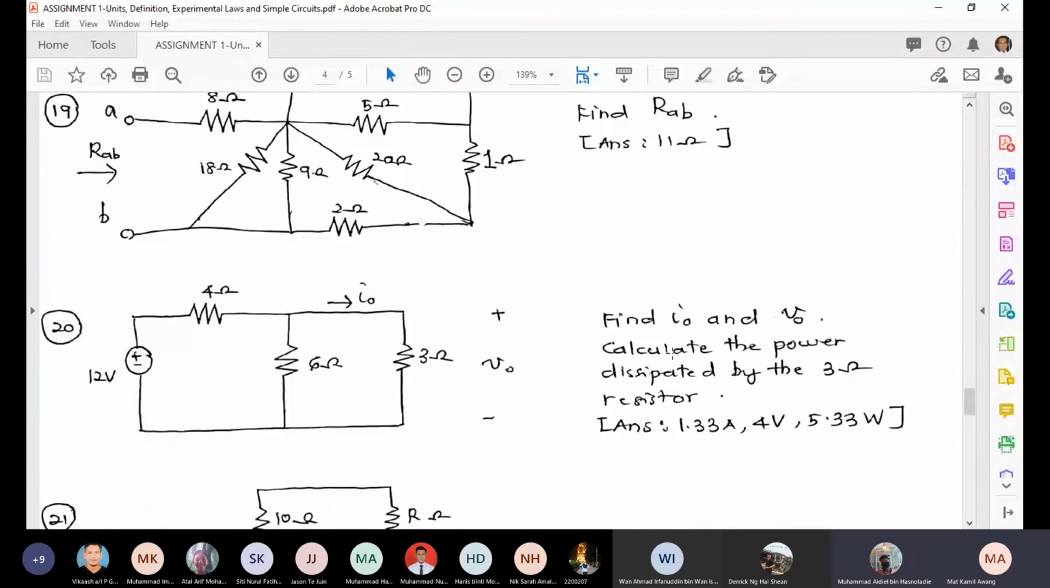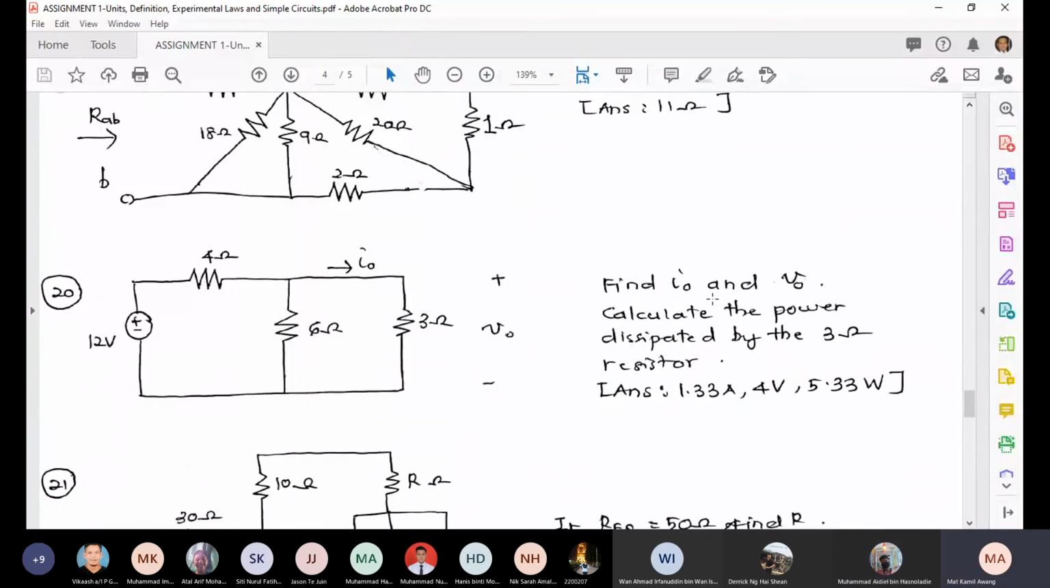This one, find I0 and V0. Calculate the power dissipated by the 3 ohm resistor. So you have to find I naught, V naught, and the power dissipated by this resistor. You can find this using the voltage and current divider. How to do that? First, you combine the 6 ohm resistor and 3 ohm resistor using the parallel formula. Then you can find the I.